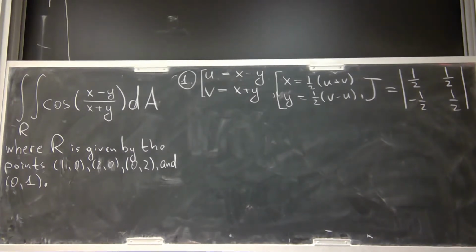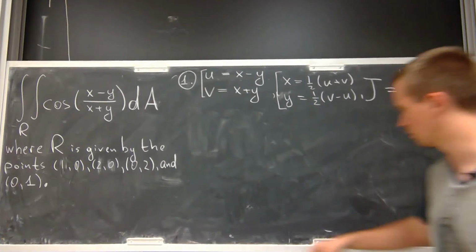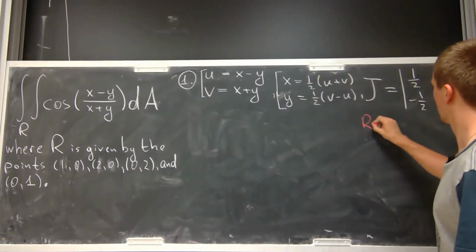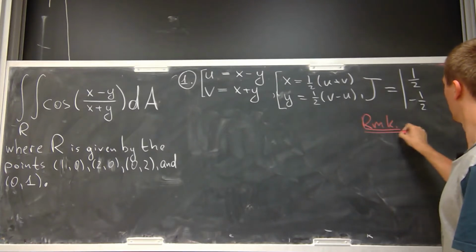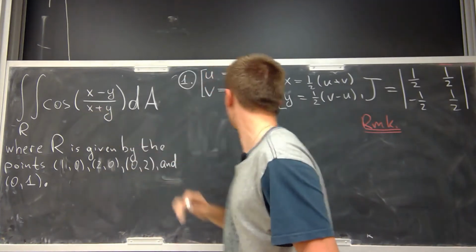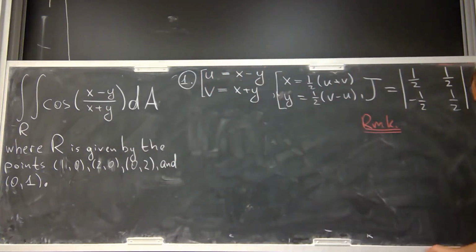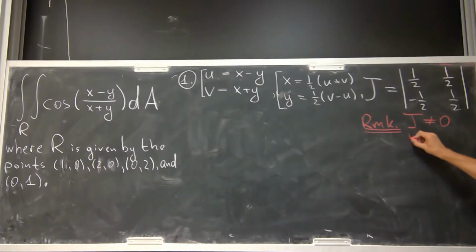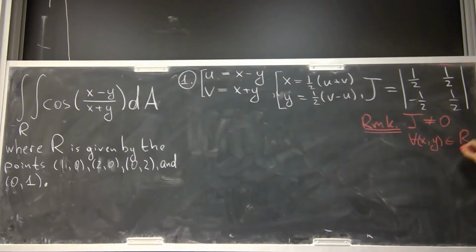Okay, so here's one caution, one remark that I didn't mention in the first video. When we apply our change of variables formula, we want to make sure that my Jacobian is not equal to 0 for any point x and y in my region. Sorry, not in the region R, in my region D.